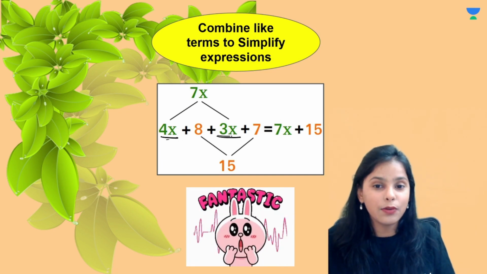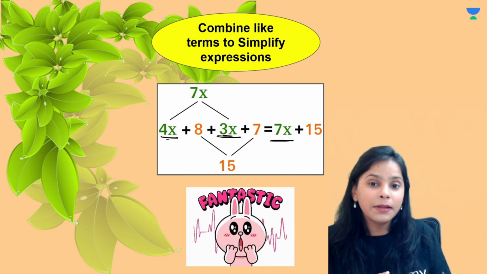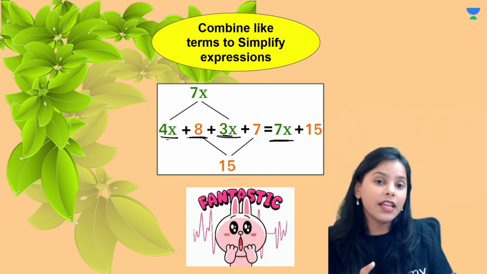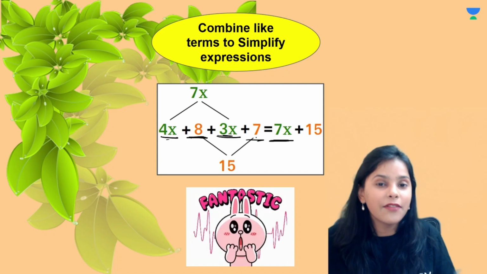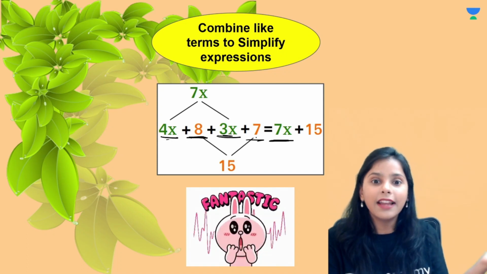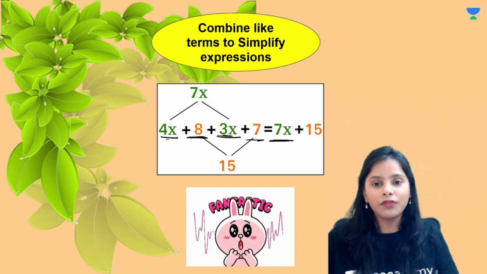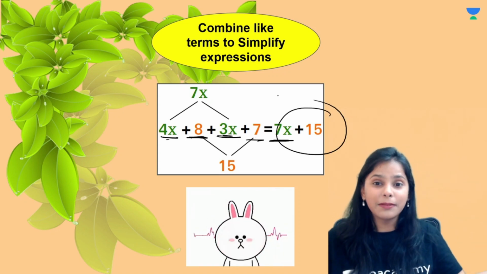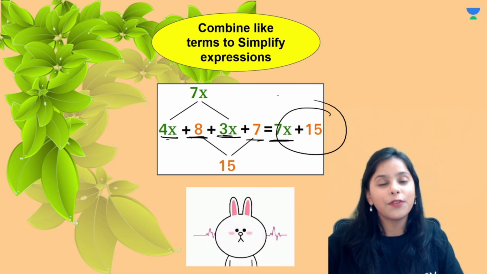So 4x plus 3x, you can add them and it will become 7x. Then we have the constants, that is 8 and 7. You can add them further because they are obviously constants and they are like terms. So 8 plus 7 is 15. So the answer after simplification becomes 7x plus 15.